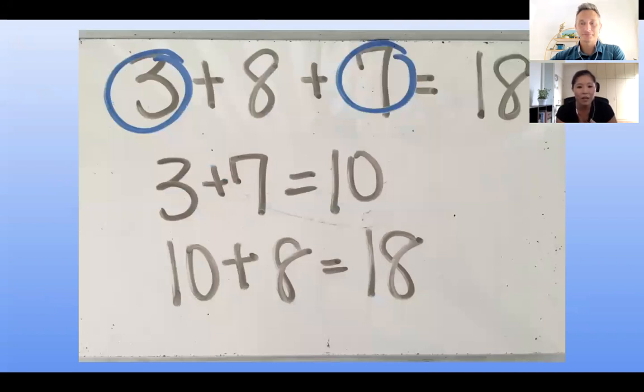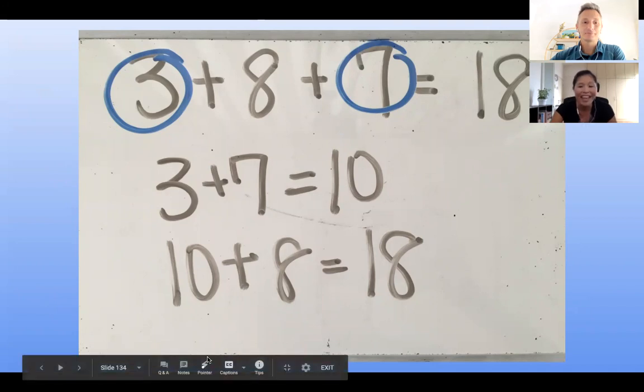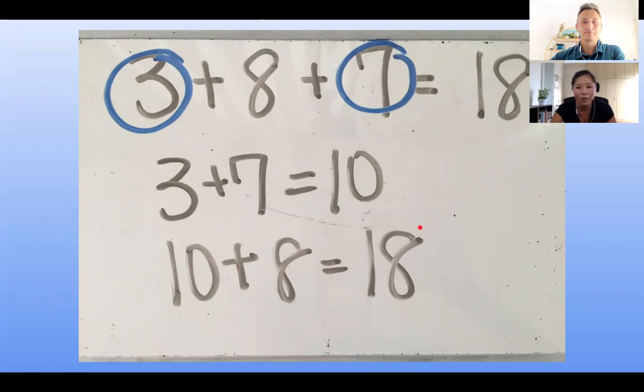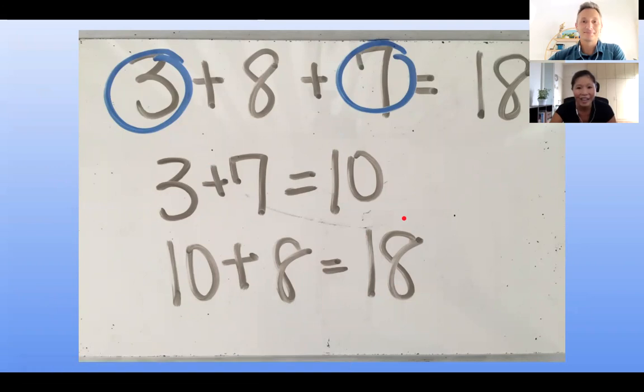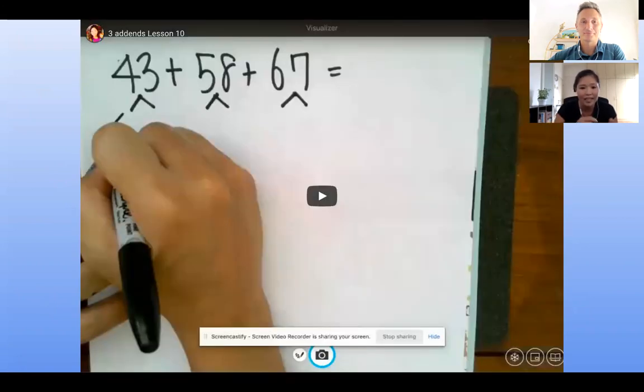All right, so this is the first problem. 3 plus 8 plus 7. I spotted making 10 right away. 3 and 7 make 10. So first I added 3 plus 7, and that equaled 10. And I added the 8, 10 plus 8. And my total or my sum was 18. Did you get that? I hope you spotted the friends of 10. That makes it very easy to add. All right, the next problem we're going to listen.